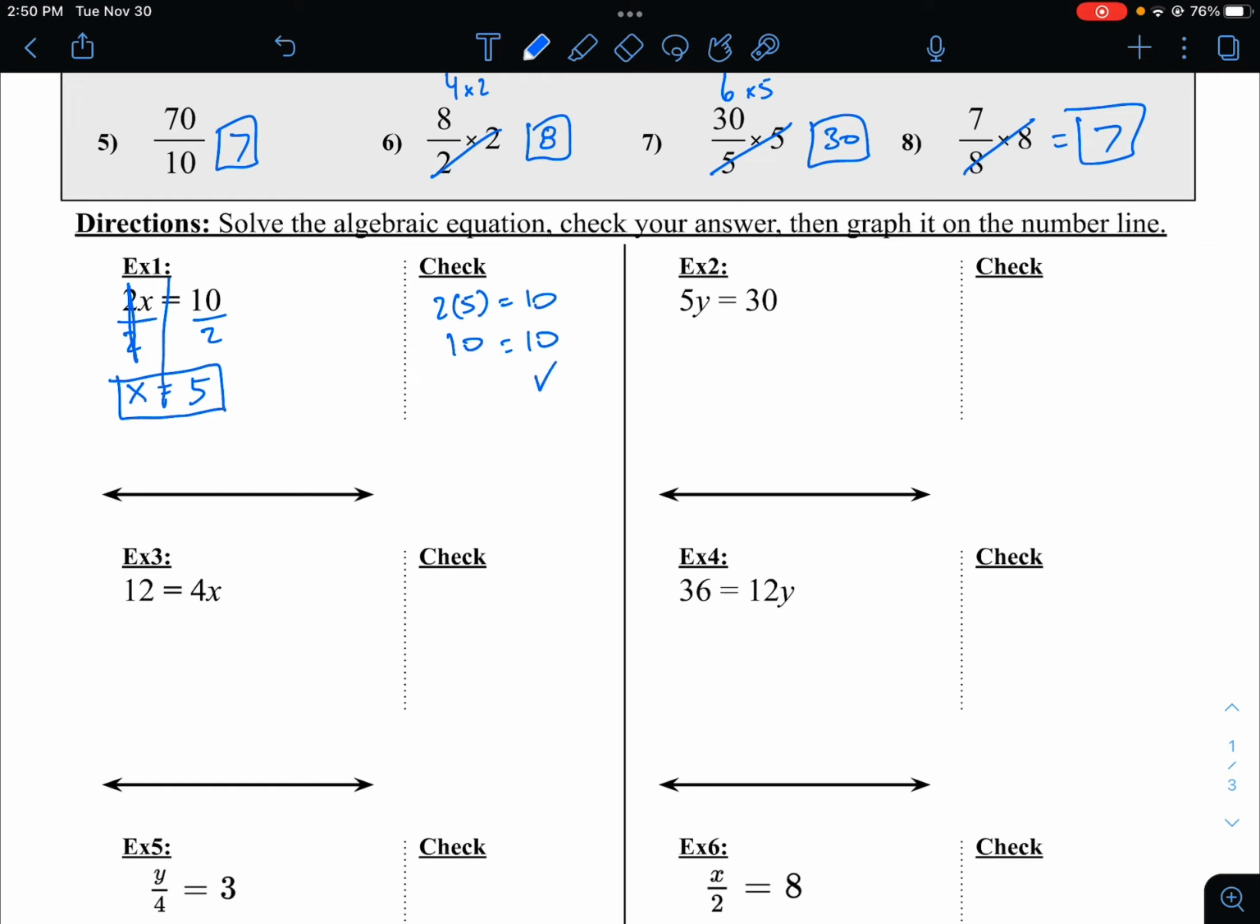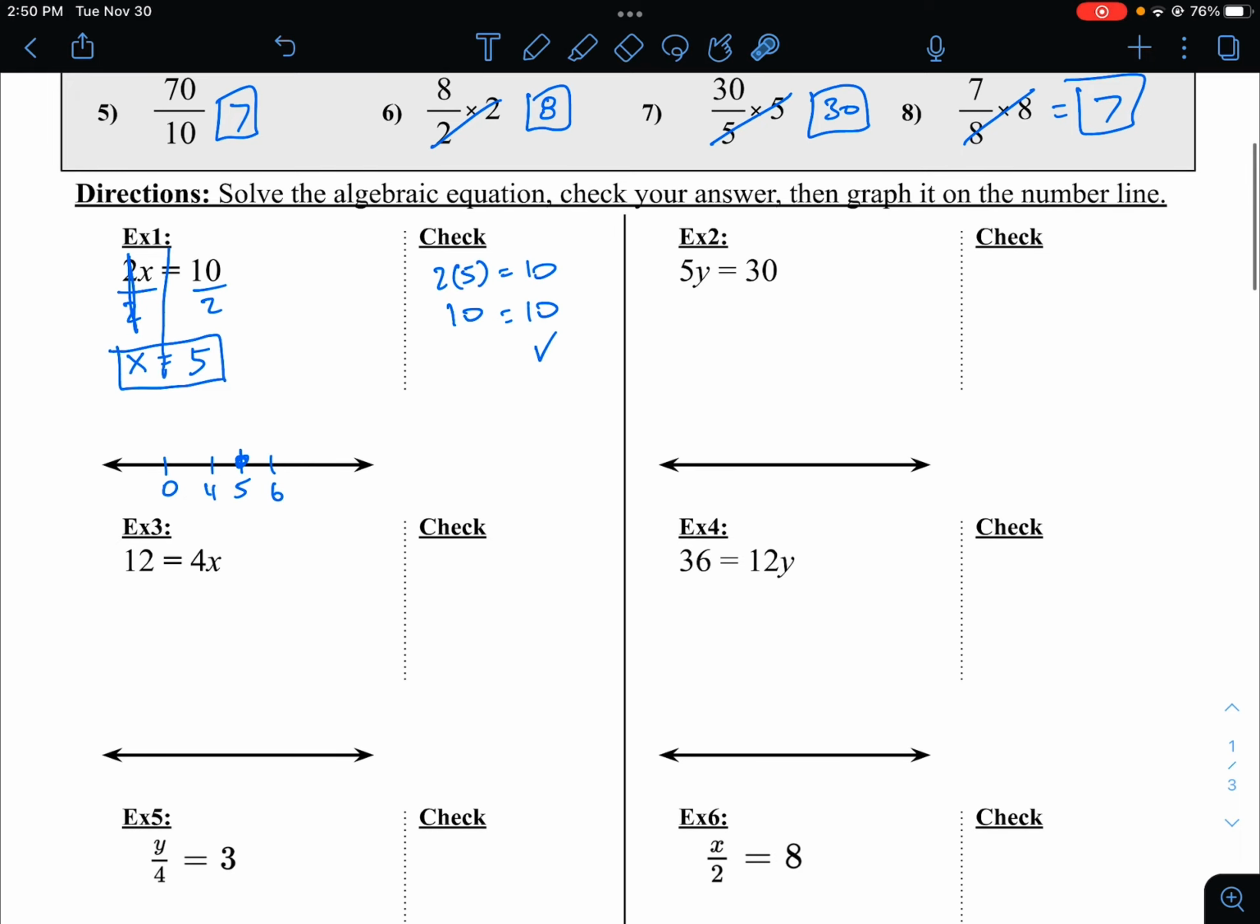How do I graph this? Well, 5 is over here. Let's do 0, 5. Looks like that. You can also do 4, 5, and 6. You don't have to draw 1, 2, 3, 4, 5, 6. You can just do the numbers around it, or you can have that compared with 0.